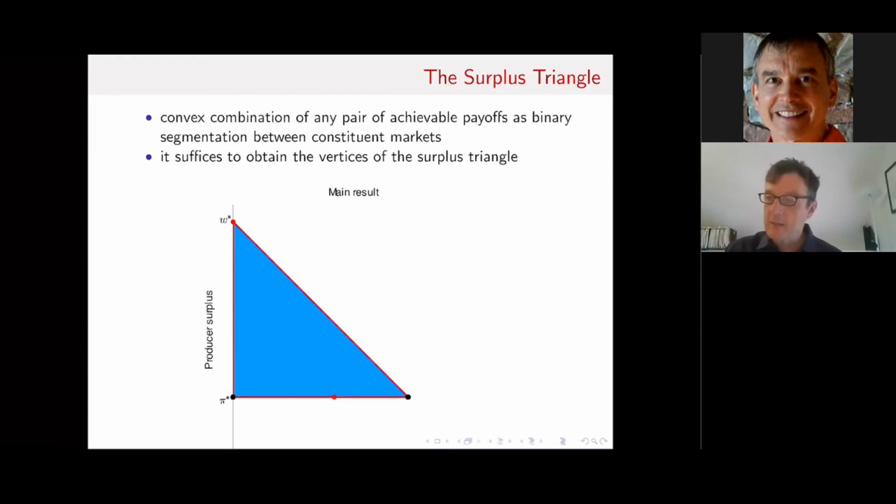So the effects of segmentation can always be positive, but sadly can also be negative, and therefore we may want to think later on about what are good information structures and what are bad information structures for welfare maximization. Excellent.